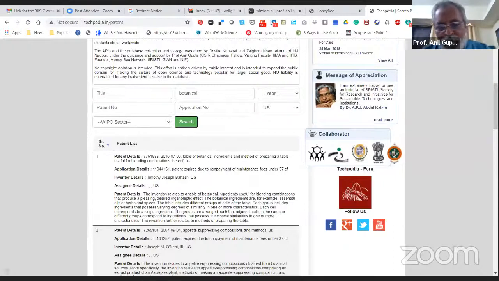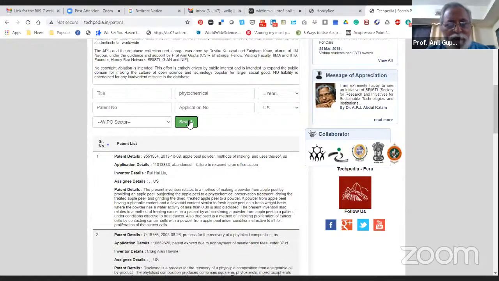We can use phytochemical, then that will be different because phytochemical may not use botanical and may not use herbal. Let us see, phytochemical. So this is a database available to you all freely. We have done it for young scholars, students like you, who can develop new products and use it for research.